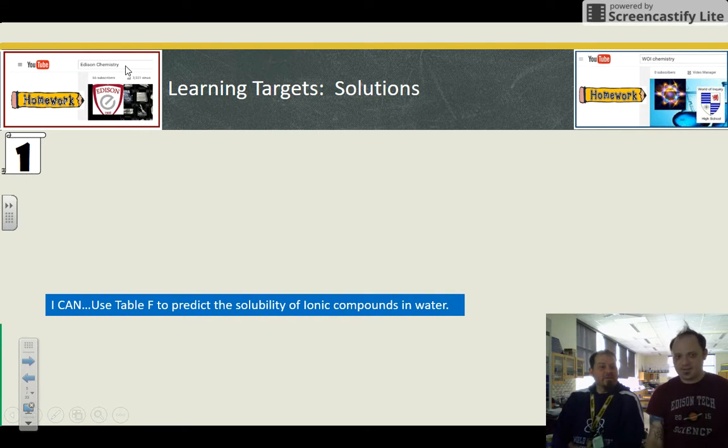All right, so we got to be able to use Table F to predict solubility. We just showed you Table F, so you need to be able to use it properly.